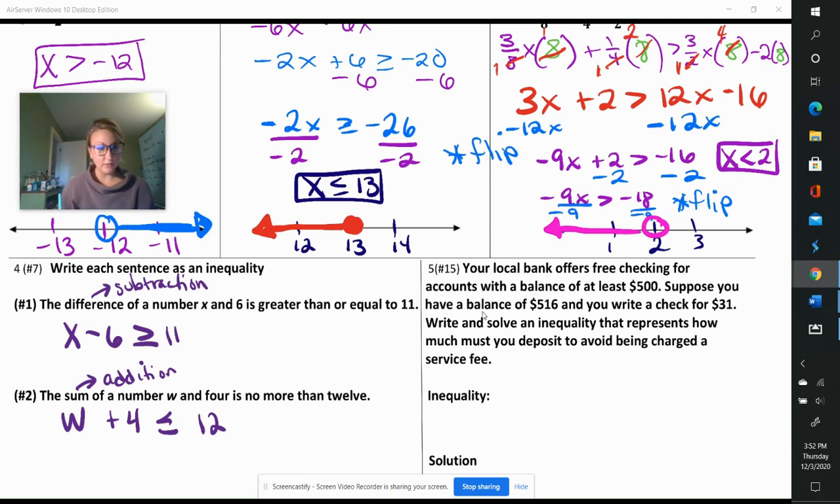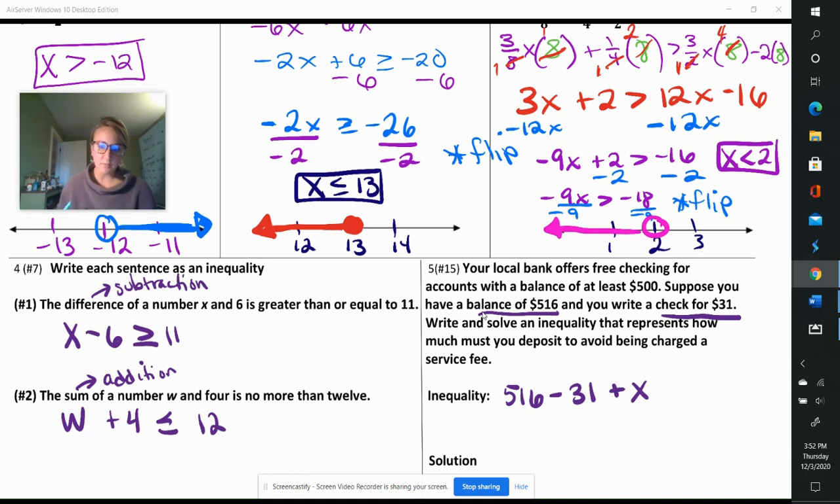So we have a balance of $516, so start with that. We write a check for $31. That means that the money needs to be subtracted from our balance, but it may not be subtracted from the actual account until that check is cashed. We always want to accommodate for any checks you write. Now, we want to find how much we have to deposit to this amount that's in our account, and depositing would be the same as adding. So we want to find how much we have to add. We don't know yet, so plus x.